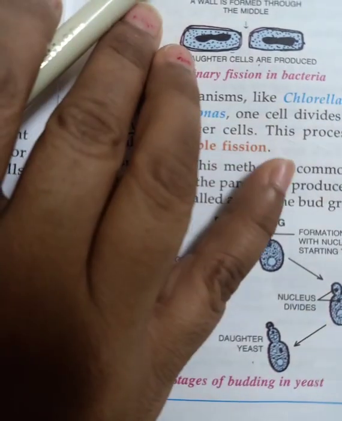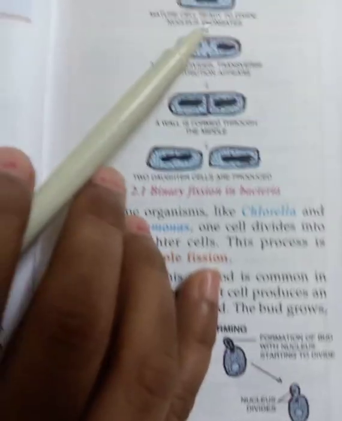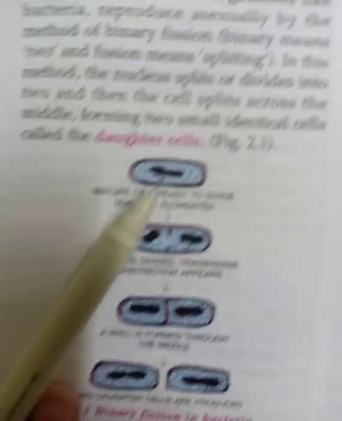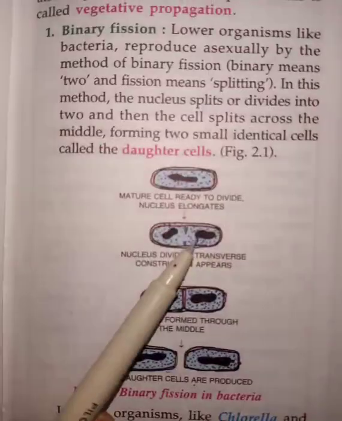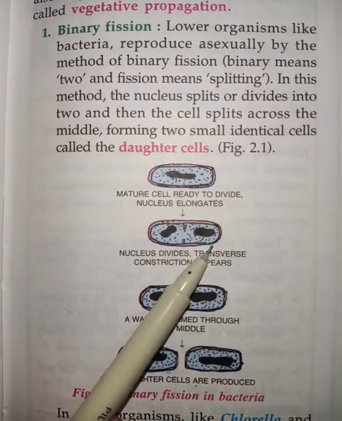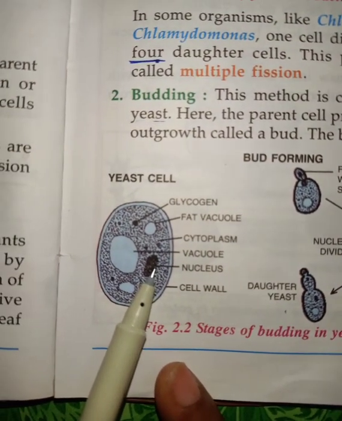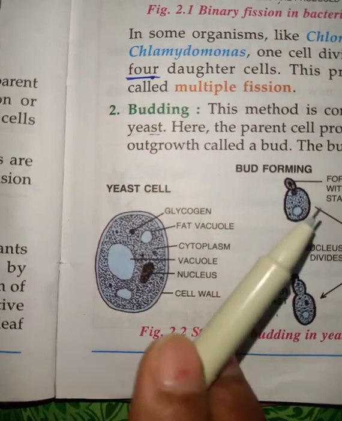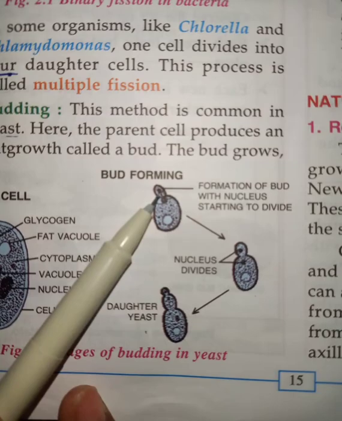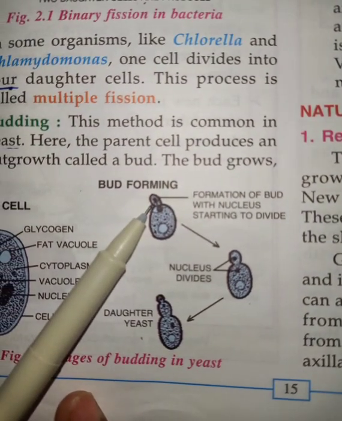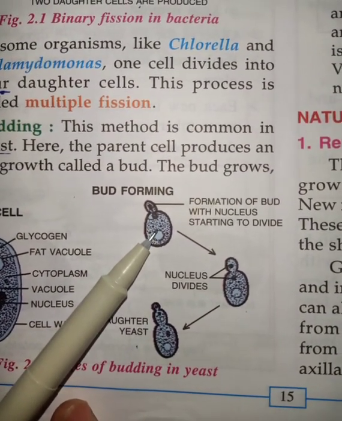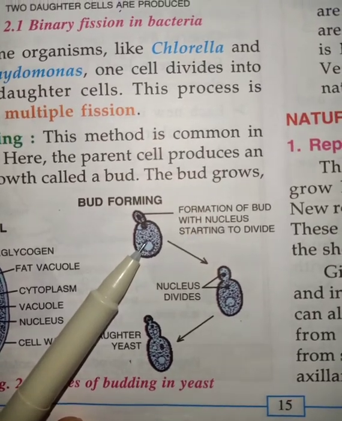Same thing is happening in binary fission. In binary fission also there is a single nucleus, and it has broken down into 2 parts. Same way in a yeast cell also, yeast contains a single nucleus. This nucleus divides into 2 parts. One part forms a bud and the second part remains inside the body of the parent cell.